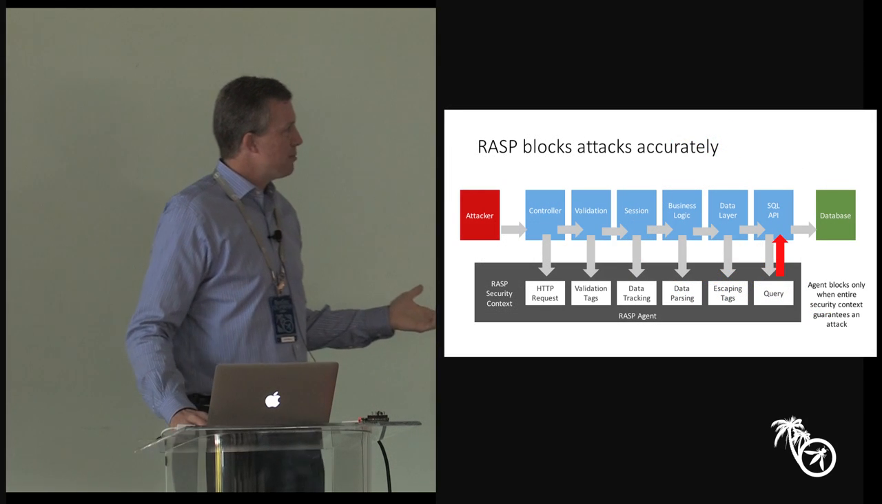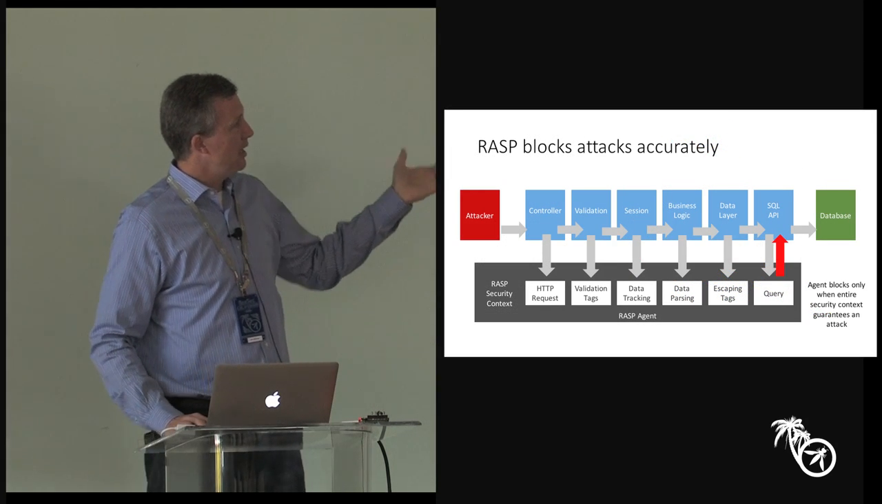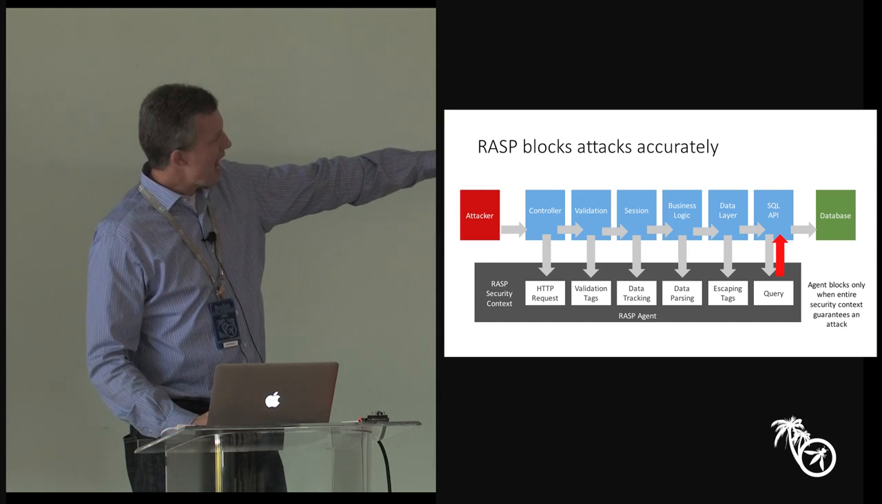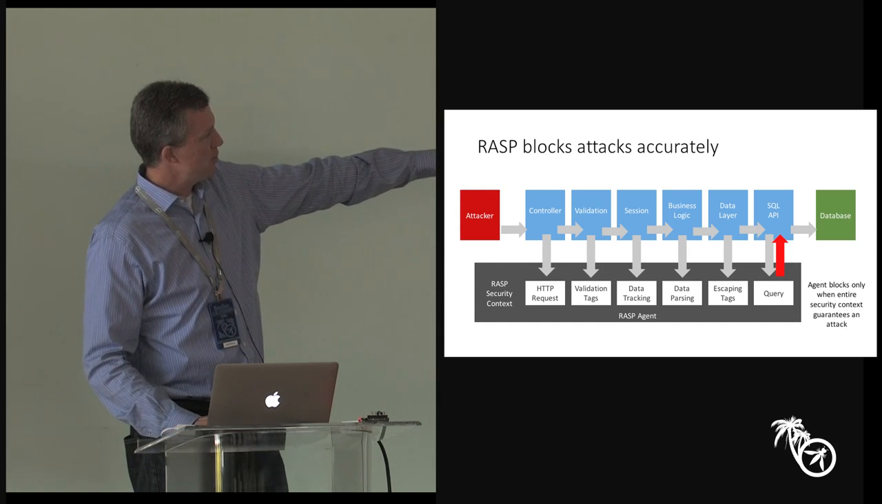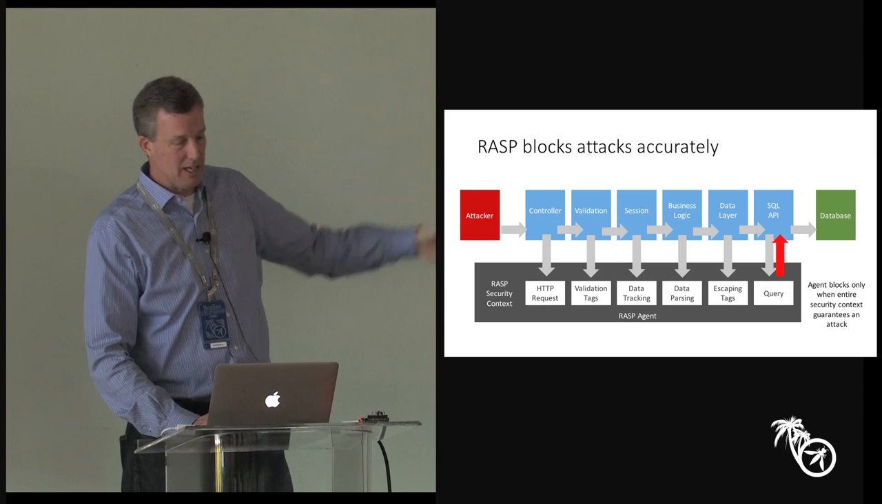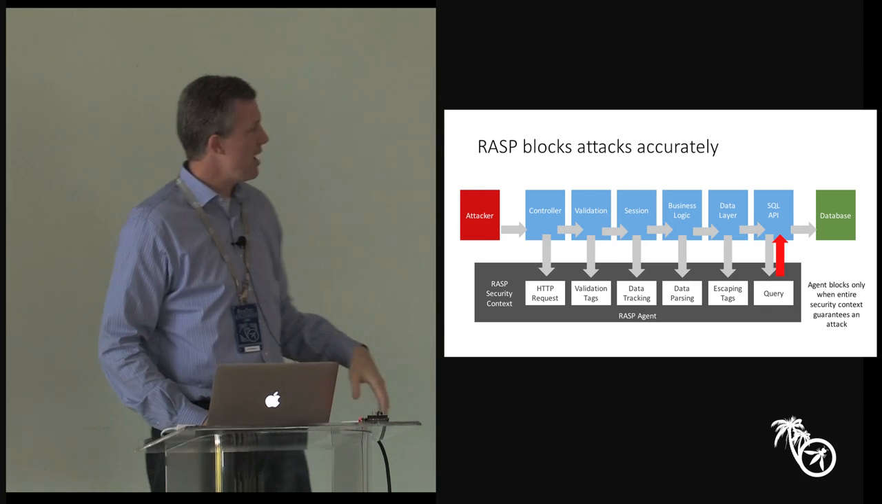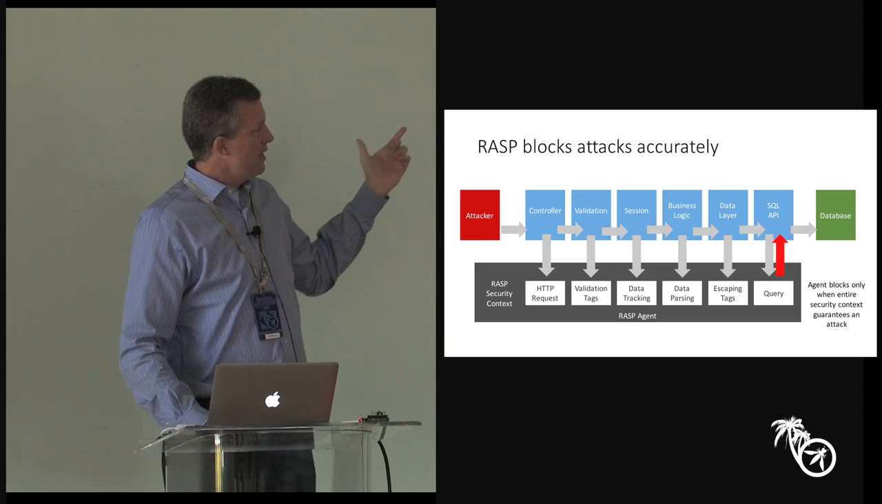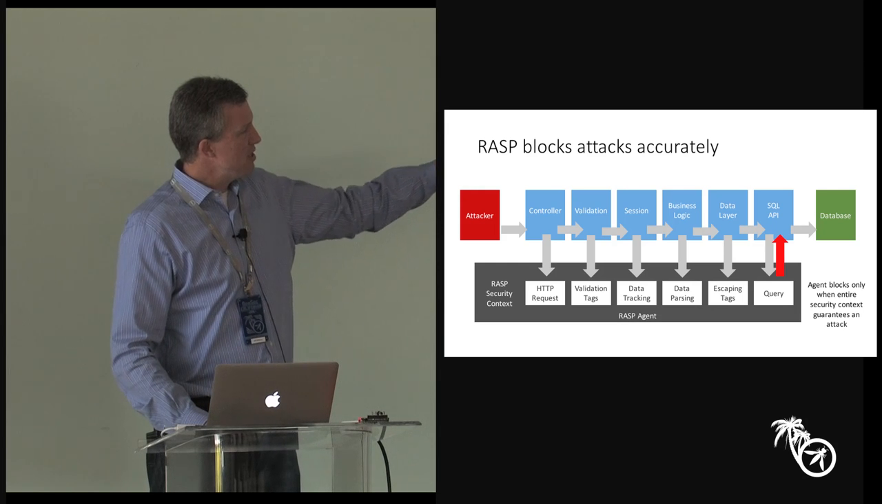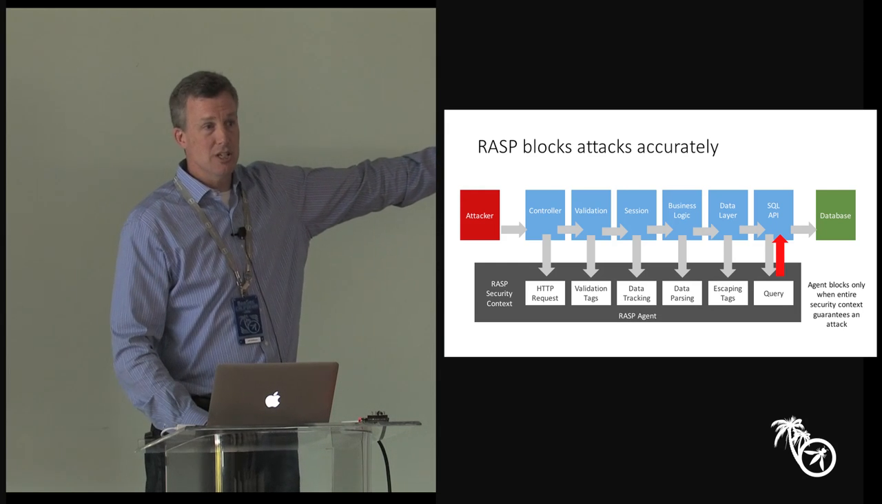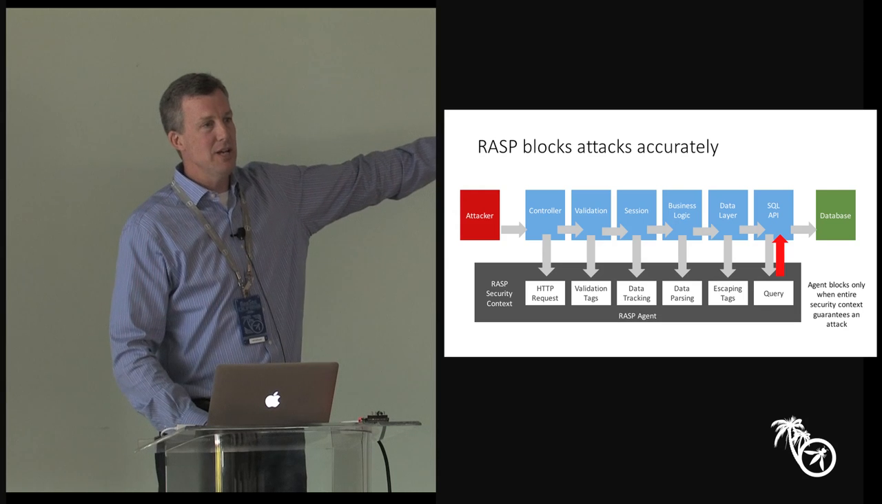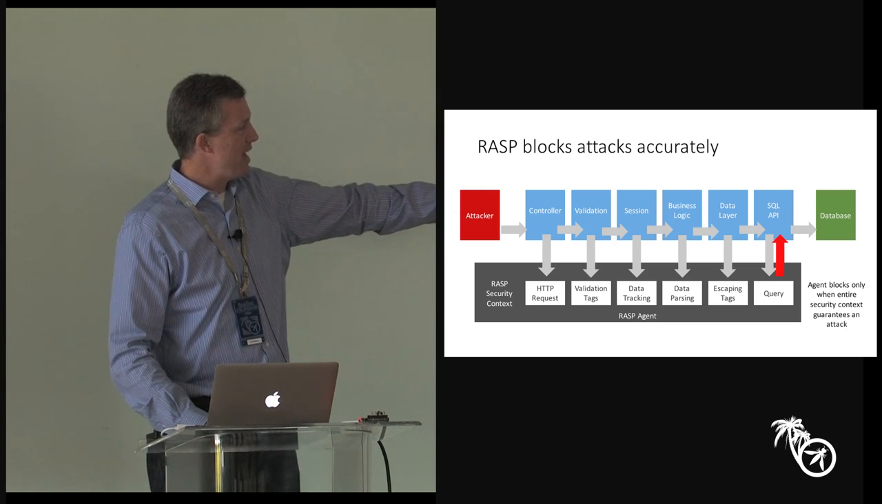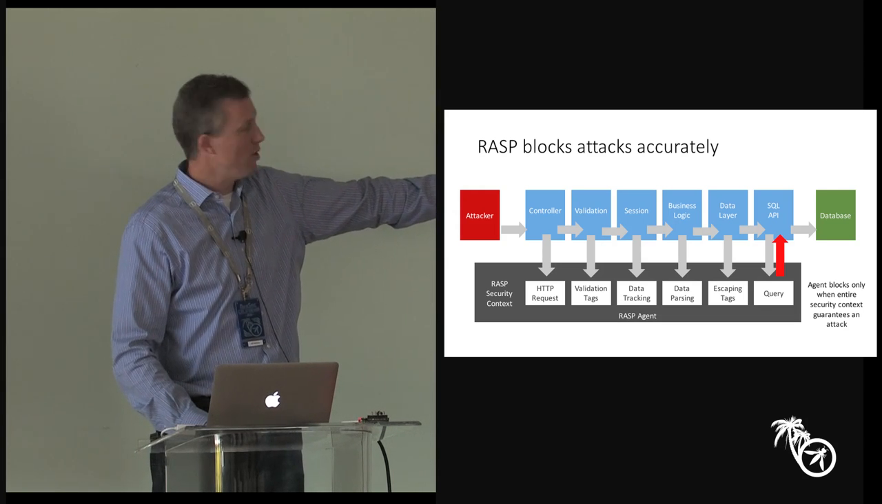So here's how RASP might block an attack. Let's imagine the attacker over here sends in an HTTP request with a SQL injection attack in it, like I just did on the little Raspberry Pi thing here. The attack comes in, and there might be some sensors in the controller that tell us, hey, a new HTTP request came in. So we're going to add that to our security context down here as part of the agent.